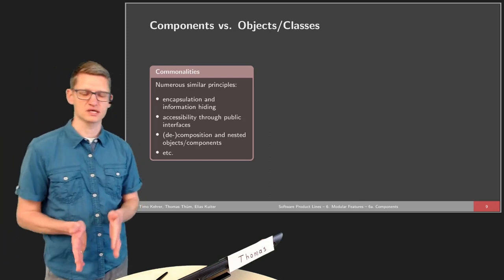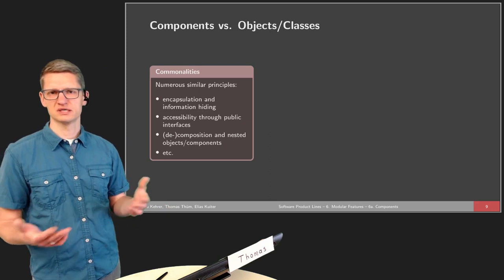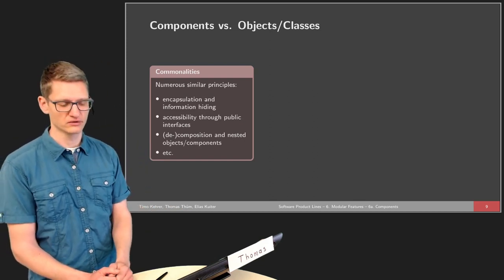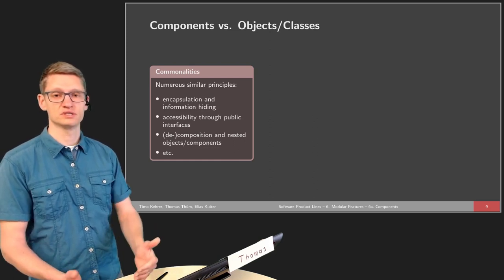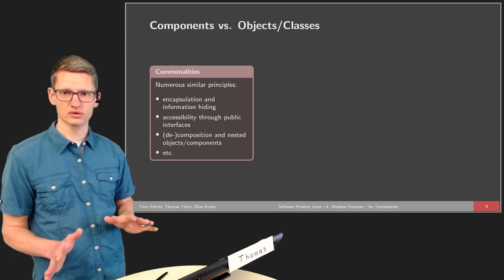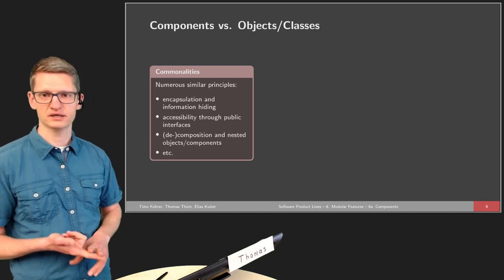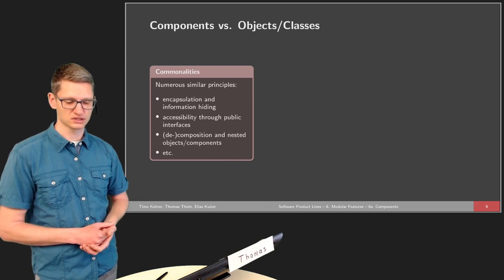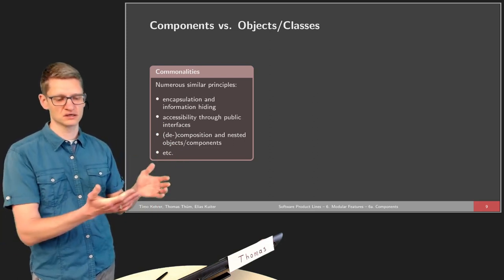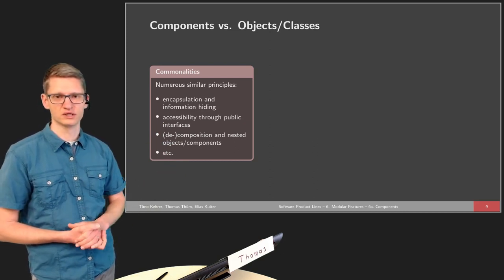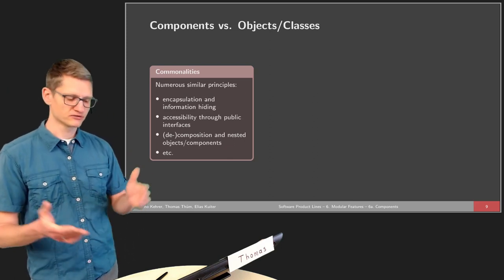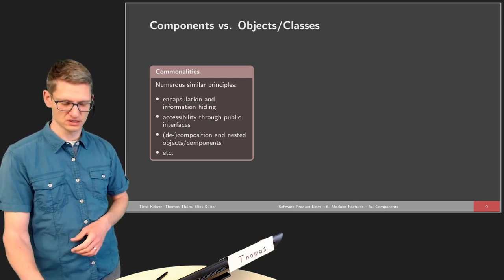So what is the difference between components and objects and classes? In a previous lecture, we already talked about design patterns, how we can design our system in a way that we achieve modularity. But when we talked about modularity over there, we were interested in modularity in terms of classes, how we can implement variable parts. There are some commonalities of objects, classes and components. We have a couple of similar principles. Encapsulation and information hiding is something that we want to have from both. We want to have accessibility through public interfaces. So we have a certain interface, and certain parts of the software can be accessed. If it's a class, we have some public methods, or if it's a component, we have some public classes which sum up to its overall API. And then we have decomposition and composition, we have nested objects and components. We've just seen an example on the previous slide.